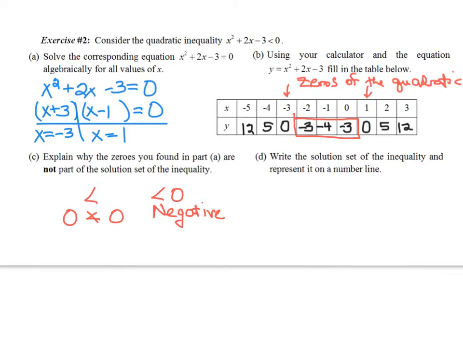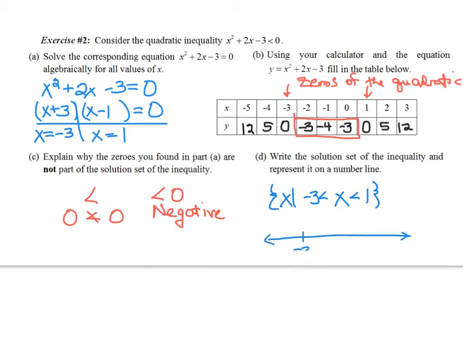So this tells me then that my solution is going to be the set of all x such that x is bigger than -3 but smaller than 1. And again, we're not including those endpoints. On a number line, it would look like this.